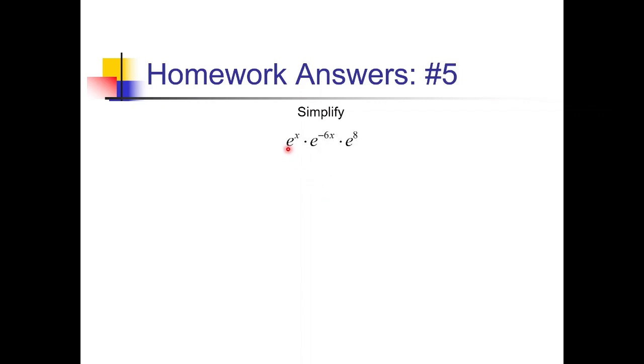For this problem, we have not 1, not 2, but 3 expressions with e. We're just going to add the exponents since we're just multiplying the same base together. So x plus negative 6x is going to be negative 5x. And then this 8 can't really be combined, so we'll just keep it there in the exponent with the negative 5x.